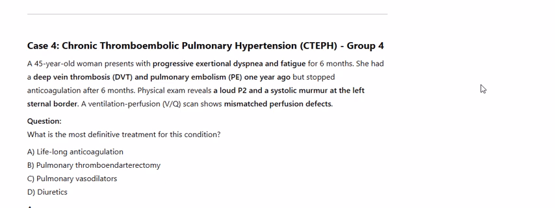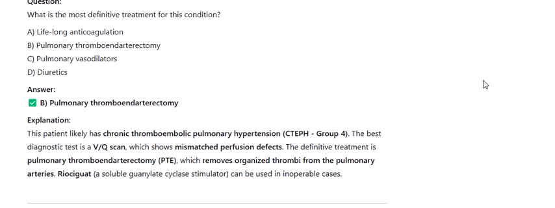Question: what is the most definitive treatment for this condition? A. Lifelong anticoagulation. B. Pulmonary thromboendarterectomy. C. Pulmonary vasodilators. D. Diuretics. Answer: B. Pulmonary thromboendarterectomy. Explanation: this patient likely has chronic thromboembolic pulmonary hypertension, CTEPH, Group 4.